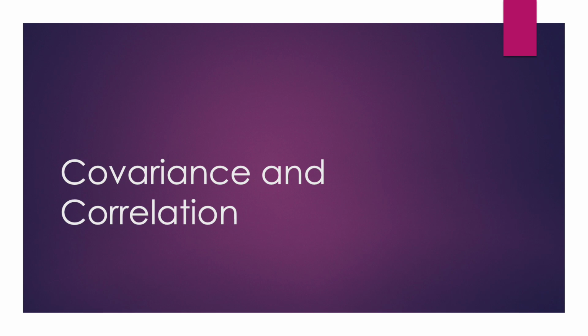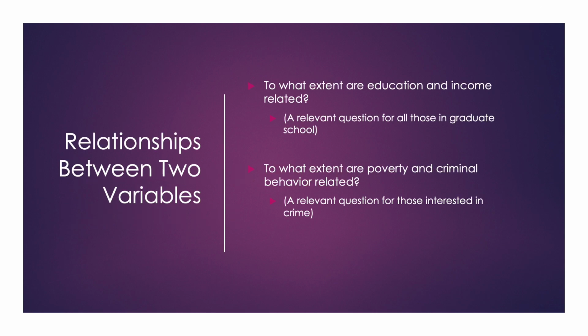In this video, we'll be exploring covariance and correlation. These two measures can describe relationships between two variables. So, for example, maybe we want to know to what extent are education and income related, or to what extent are poverty and criminal behavior related.